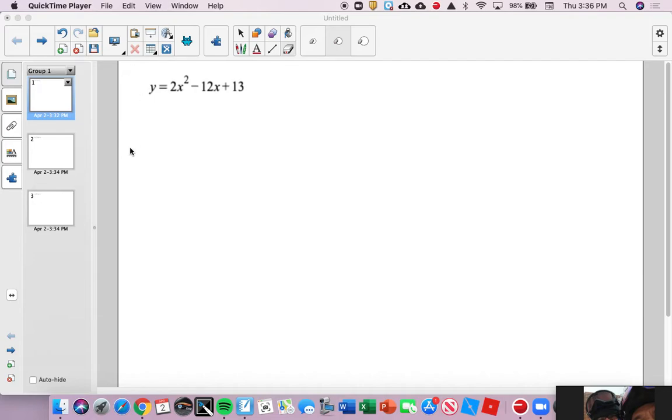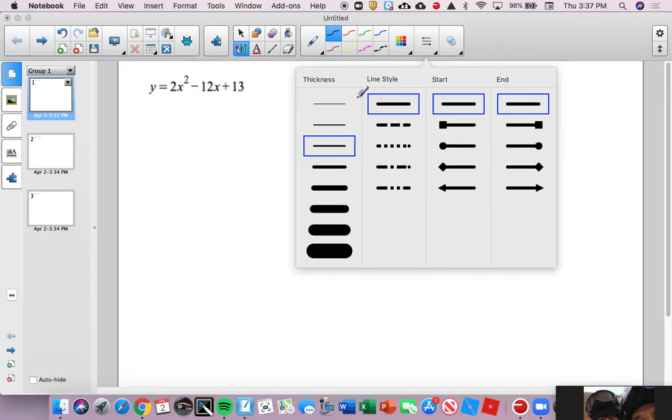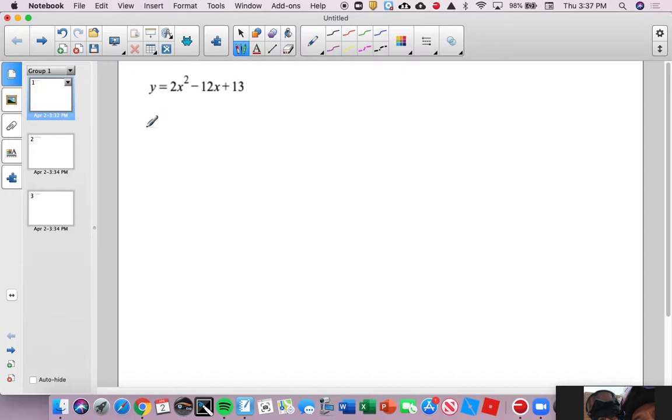All right, so I figured the thing that people are going to have the most trouble with is converting to vertex form. So I'm going to do this a couple times just for fun. So first thing I'll do, other than get my pen ready, is I'll do the first one in the purest method. So I'm going to subtract 13 from both sides, and I'm going to get y minus 13.